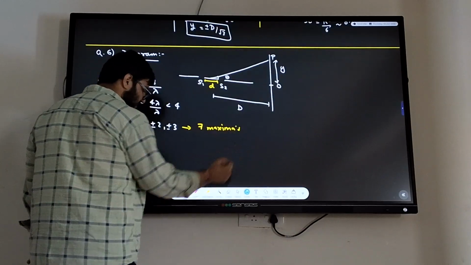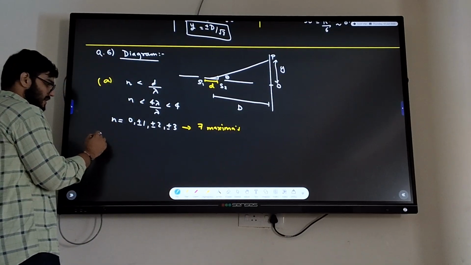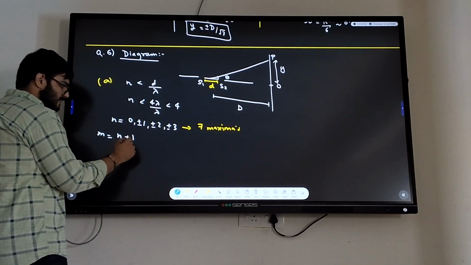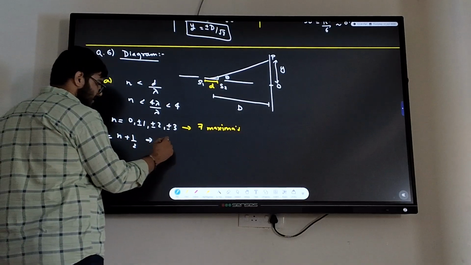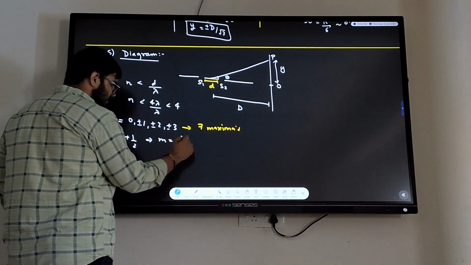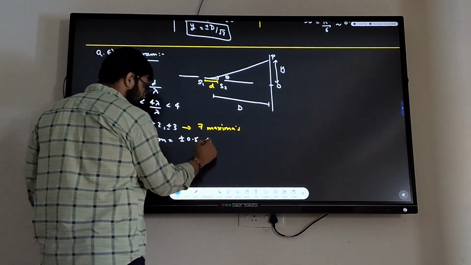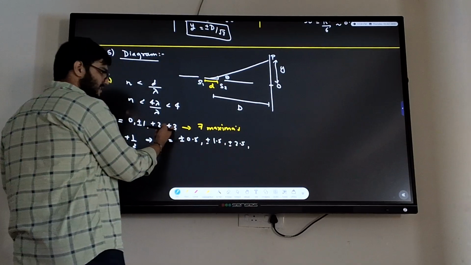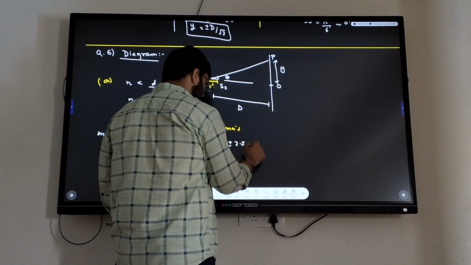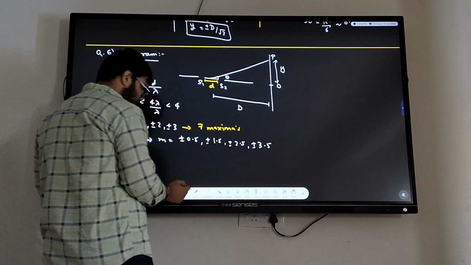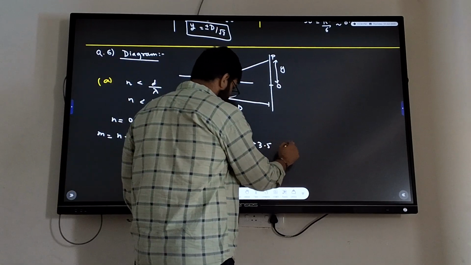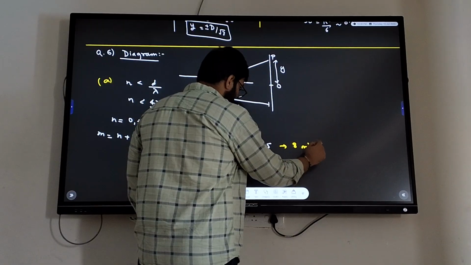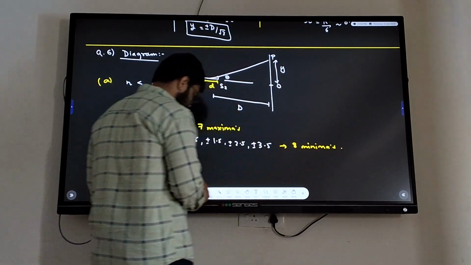If 7 maximas, then what was the condition on m? m was equal to n plus half. So then what are the values of m? Plus minus 0.5, plus minus 1.5, plus minus 2.5, and then the last will be plus minus 3.5. Then how many minimas? 8 minimas. Good.